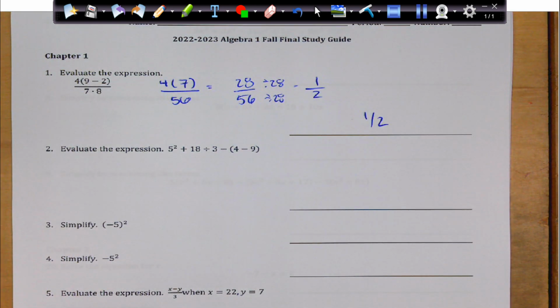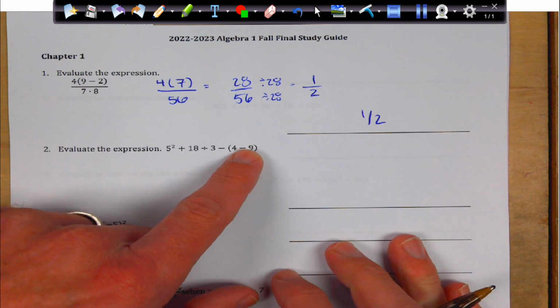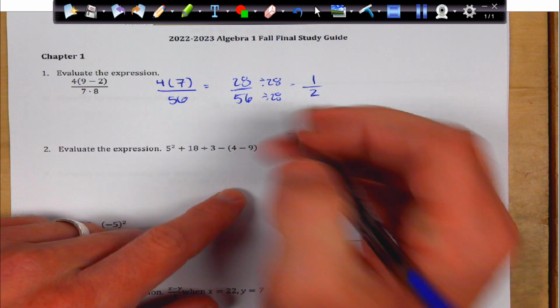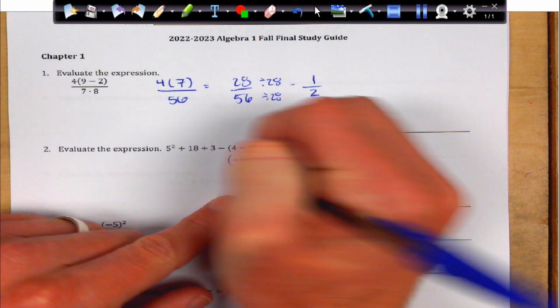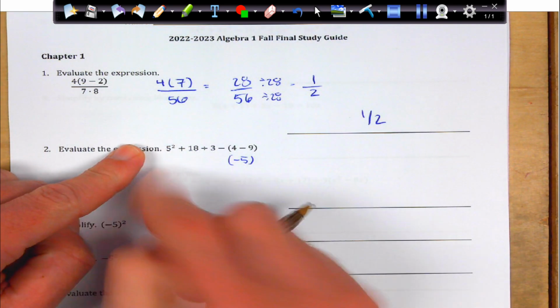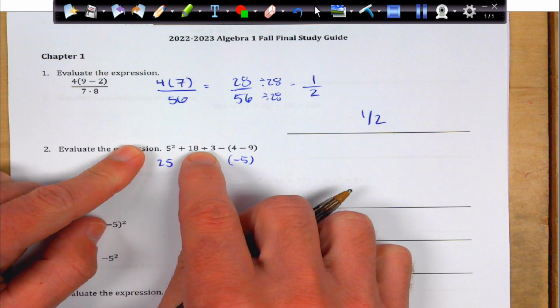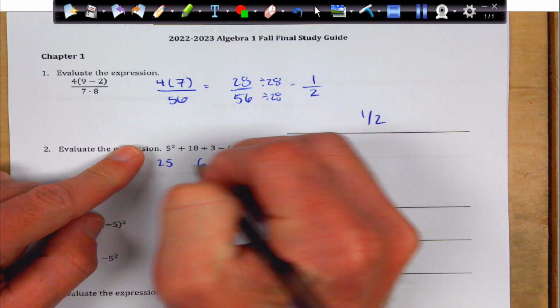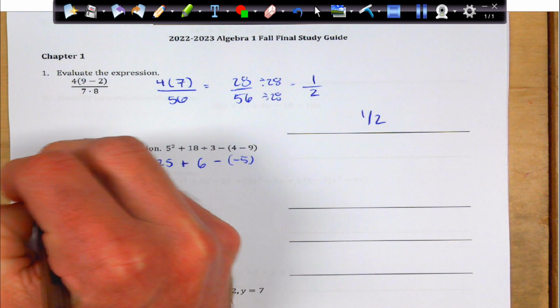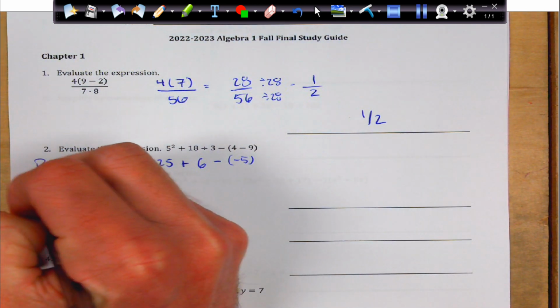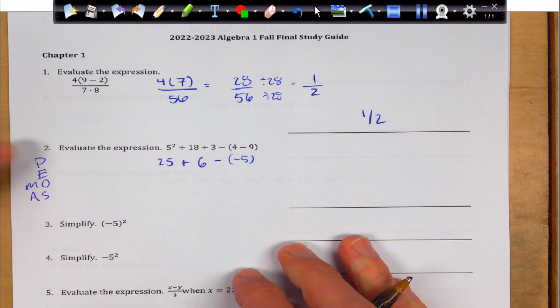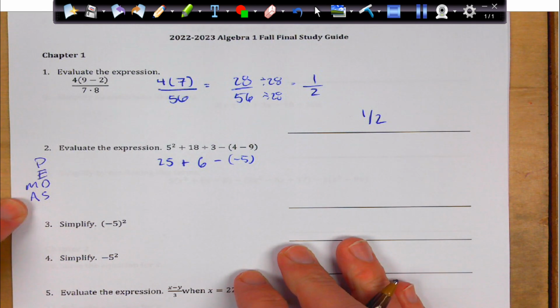Evaluate the expression here. Again, start with the inside the parentheses. 4 minus 9 is negative 5. Do our exponents, which is 25, and do our division. 18 divided by 3, which is 6. Bring down the signs. Again, that's following PEMDAS. Okay, so we do parentheses, exponents, multiplication, division, then addition, subtraction last.